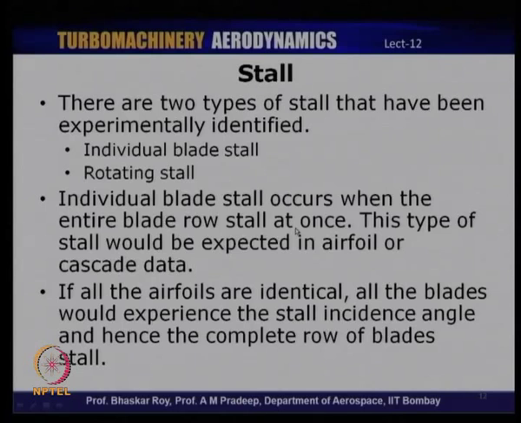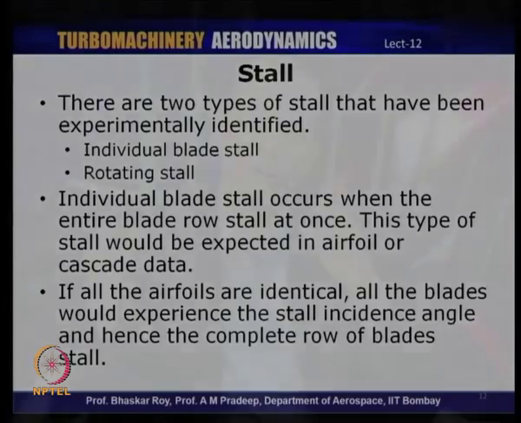Now, individual blade stall occurs when the entire blade row stalls at once, and this is something one would see if you look at, let us say, a set of airfoils in cascade. We have already discussed cascades. While carrying out a cascade experiment, since all the airfoils are at the same stagger, and as you change the incidence all the blades change simultaneously, if there is stall on one of the blades, it should be the case that all the blades have stalled simultaneously, because all of them have the same stagger and incidence angles.